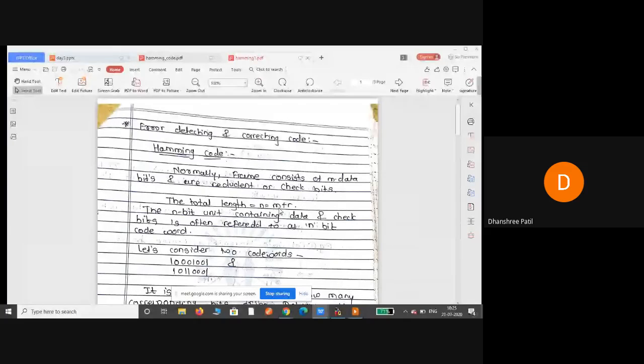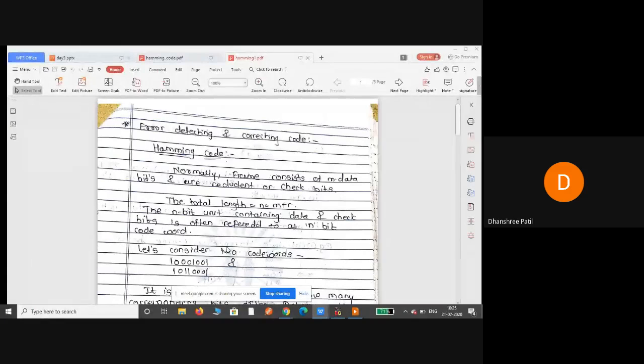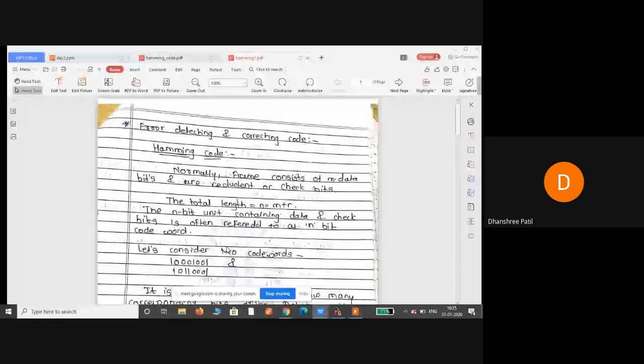Okay. Now the n-bit unit containing data and check bits is often referred to as an n-bit code word. So once I include the parity bits in my original data, the whole frame is called a code word. Suppose my data is 1011. In that, suppose I have added 3 extra parity bits, 111. So this whole frame, my original frame plus parity bits, the whole data is called a code word.